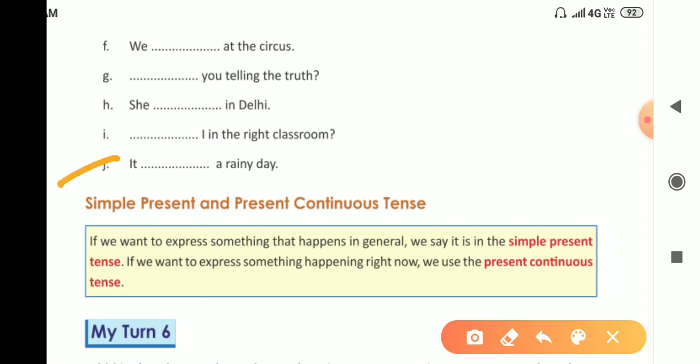And in last, it dash a rainy day. It is a rainy day. In this way we have to complete our two practices.